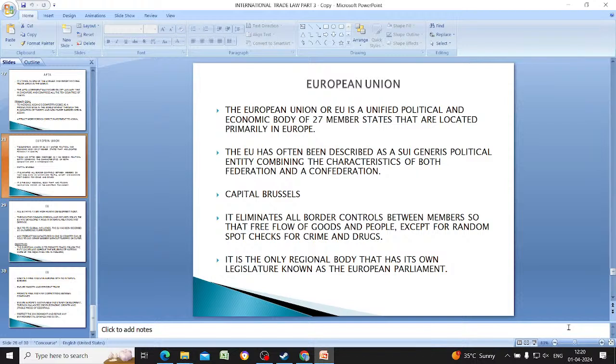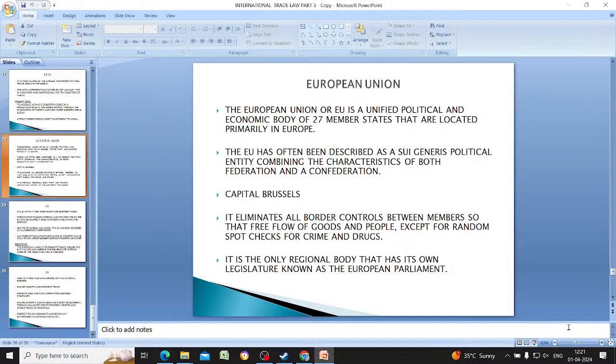Then the capital is in Brussels and it eliminates all border controls between members so that there is free flow of goods and people, except for random spot checks for crime and drugs. So here it encourages free trade. Okay, so there will be no tariff and no duty imposed on the products traded between these countries, except for random spot checks for crime and drugs. So if any crime or any matter concerning drugs arises, at that time there is a need to check, otherwise everything is free and transparency is maintained. Okay, so they are free to trade goods and services.